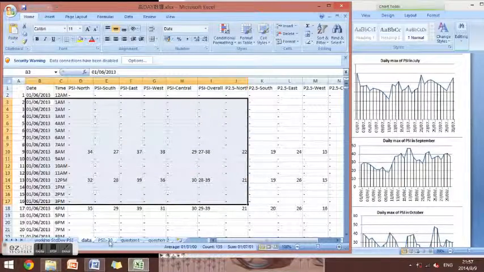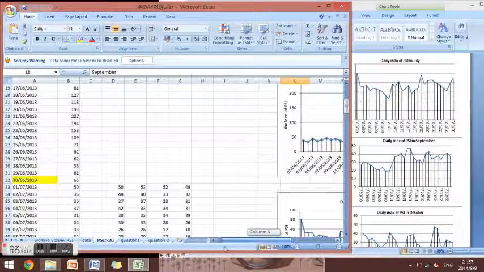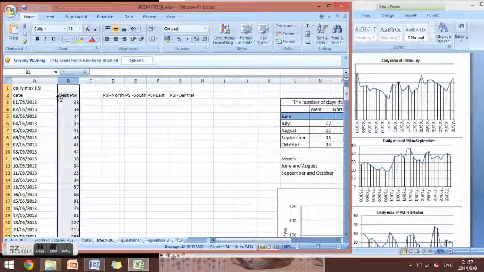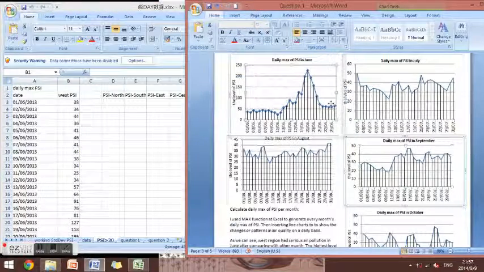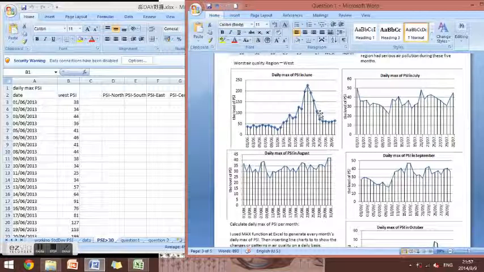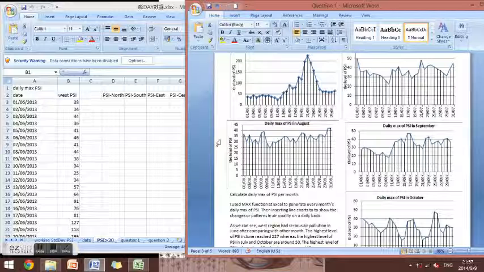I analyze the data from here and I count the daily maximum PSI, which is shown here for the West region. Then I change this data into a line chart. The advantage of the line chart is that we can see the daily changes very clearly. The line can go up, and can also go down.